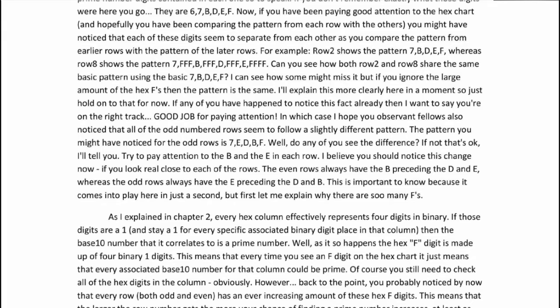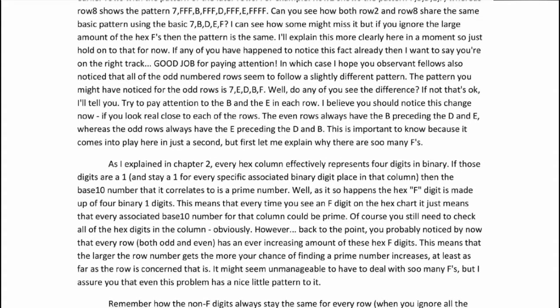In which case, I hope you observant fellows also noticed that all of the odd-numbered rows seem to follow a slightly different pattern. The pattern you might have noticed for the odd rows is 7, E, D, B, and F. Well, do any of you see the difference? If not, that's okay. I'll tell you. Try to pay attention to the B and E in each row. I believe you should notice this change now.